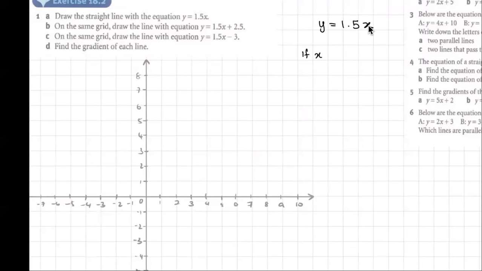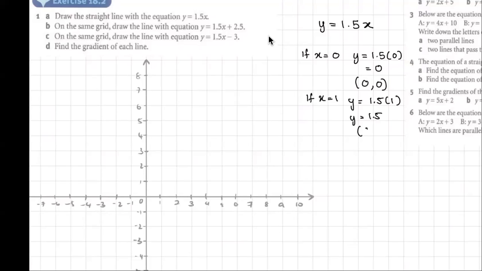If x is equal to 0, y is equal to 1.5 multiplied by 0, which is also equal to 0. So you can get one of the coordinates already, (0, 0). And then you can put the next number if you want to, and say that if x is equal to 1, y is equal to 1.5 multiplied by 1, so y is equal to 1.5. You can get your second coordinate, which is (1, 1.5). This is your x value, this is your y value.